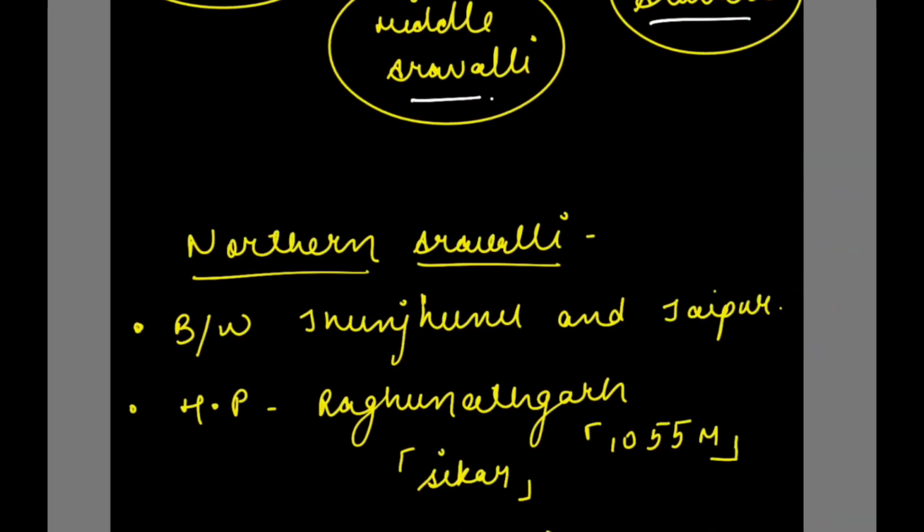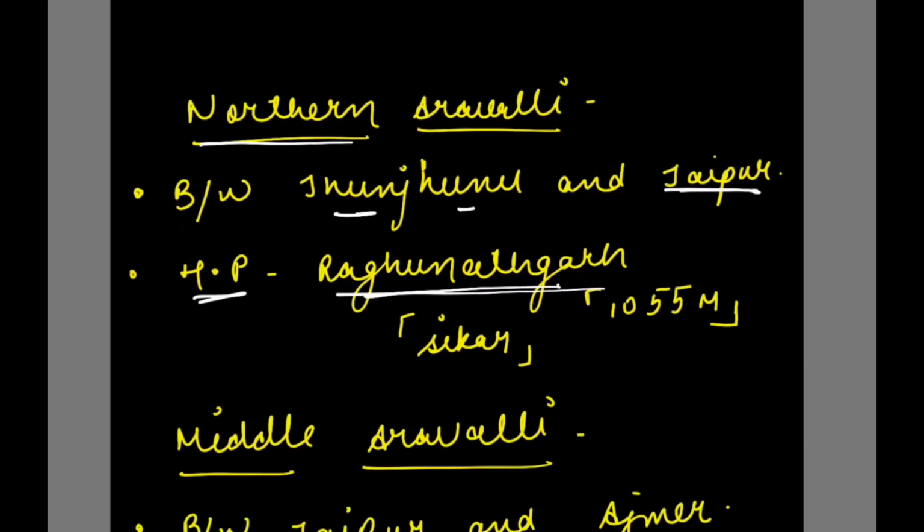Now we need to look at Northern Aravalli. It is present between Jhunjhunu and Jaipur, and the highest peak over here is Raghunathgarh. Raghunathgarh is located in Sikar and the height is 1055 meters. It is important to learn because this is the highest peak of Northern Aravalli.